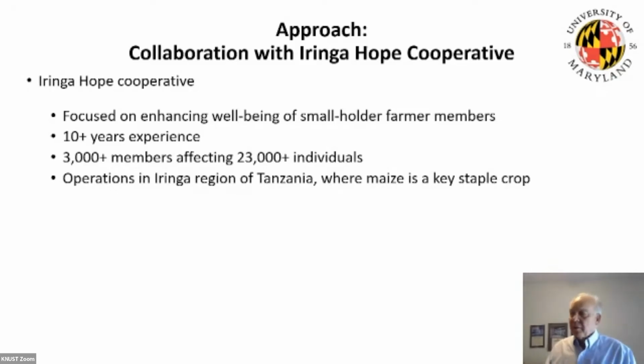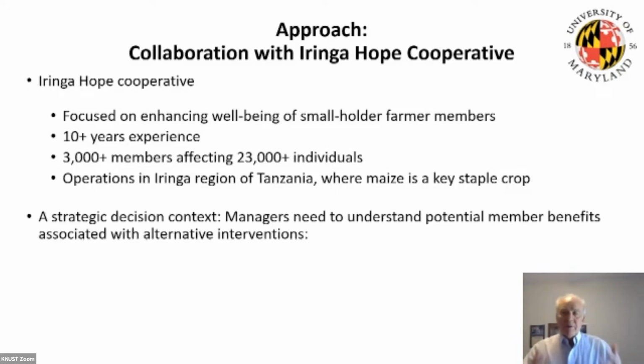It operates in the Aringa region, sort of central Tanzania, and maize is a key staple crop there, and maize is going to be the subject of the illustration we're going to look at here in a second. I'm going to hypothesize here a strategic decision context. We have managers that need to understand the potential member benefits as they think about alternative interventions that they can employ or introduce with their cooperative members. They want to feel confident that the members will benefit if we're successful in these interventions.